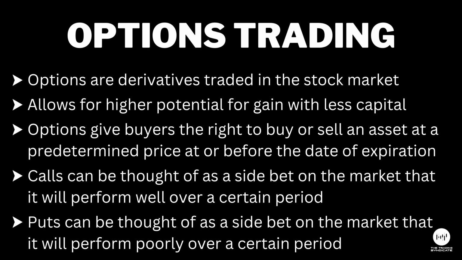Options can take the form of calls or puts. You can think of options as like placing a side bet on the market. Buying a call option for a particular stock is like placing a side bet on that stock to perform well in a certain amount of time. Likewise, buying a put option is like placing a side bet on that stock to perform poorly in a certain amount of time. When you buy a call, if the asset increases past a certain amount before or by the expiration date, you profit. For puts, when you buy a put, if the asset decreases past a certain amount before or by the expiration date, you would profit.